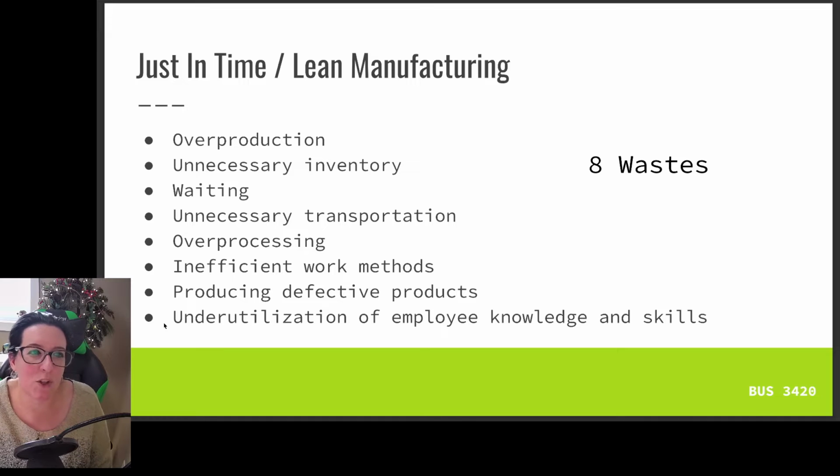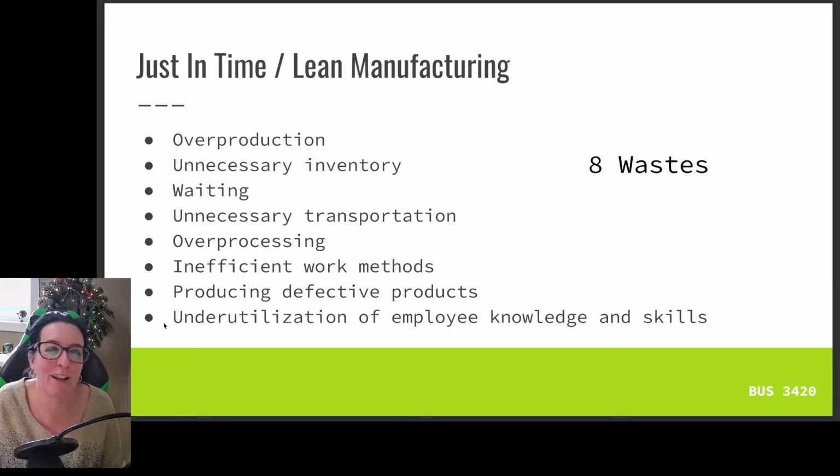So the idea with just-in-time or lean manufacturing is we want to have this nice steady flow through our process so that we don't have people and machines sitting idle, and we don't have a bunch of work in process and materials that are just piling up. We also don't want any unnecessary transportation. If we're constantly moving our work in process and materials around, that's costing us time and money. So we want to streamline that process.